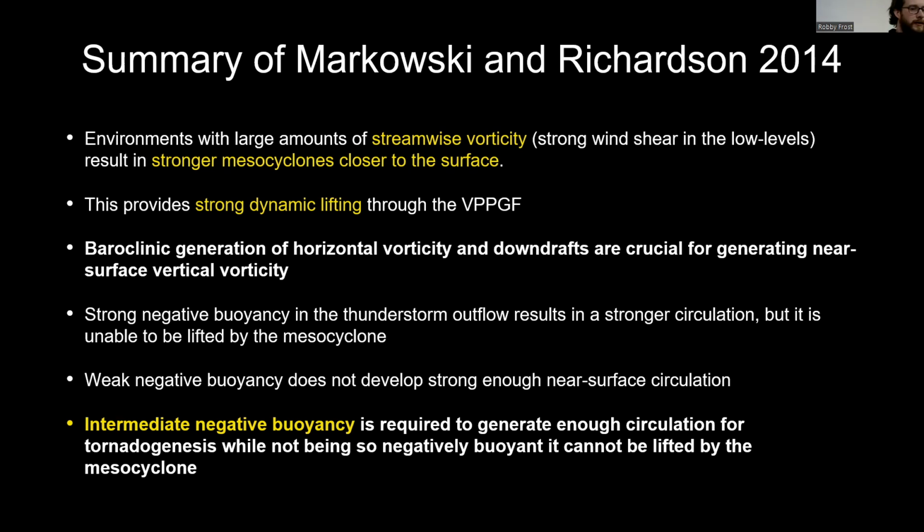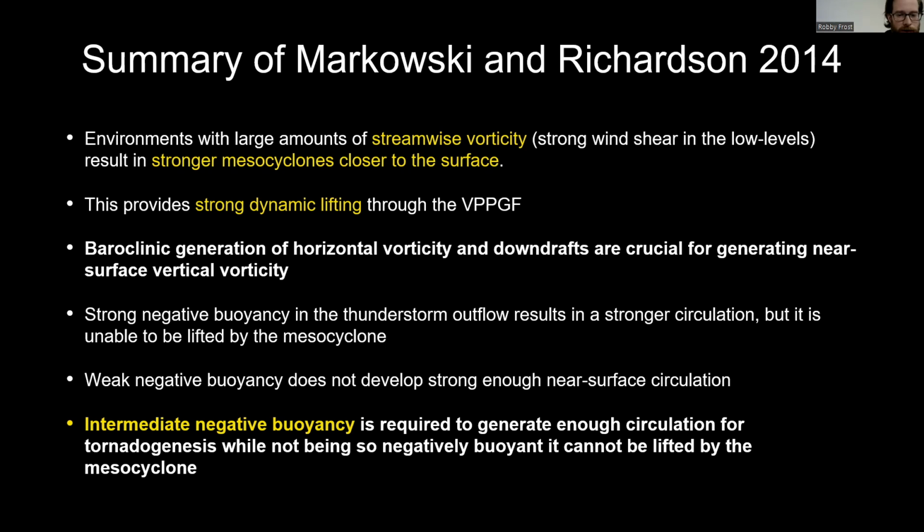But you can't have too cold of a cold pool, otherwise you can't lift those things. And so this is where it kind of becomes a Goldilocks problem of you need a strong updraft, but you need a downdraft with cold enough air that's not too cold. And so this balance between the two for a long time has been what people have been trying to understand for initial vertical vorticity within supercells and tornadogenesis.